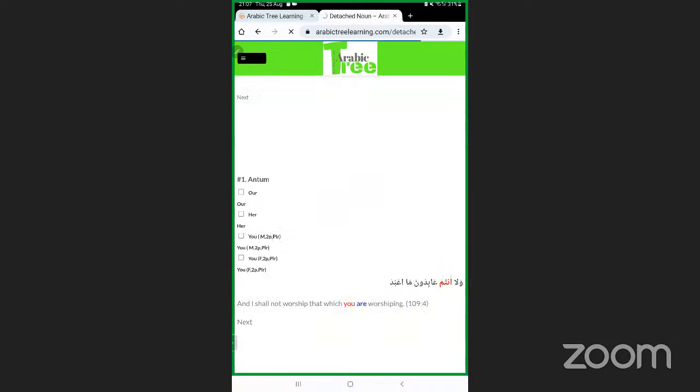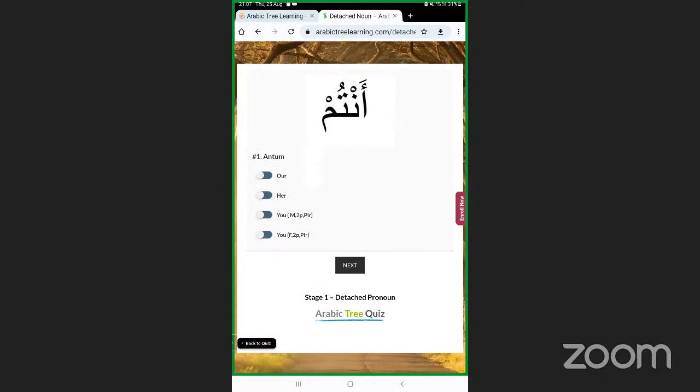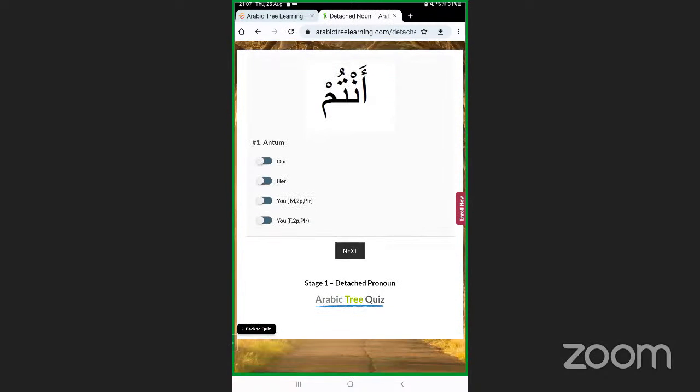Detached pronoun. Chalo, now antuma. First of all, this un is telling me that this is something related to second person. At least I can find out with un that this is related to second person. But male or female? Who can answer me? Antuma means what?